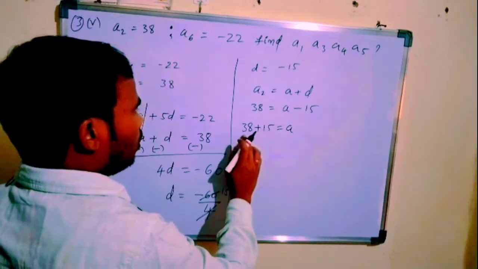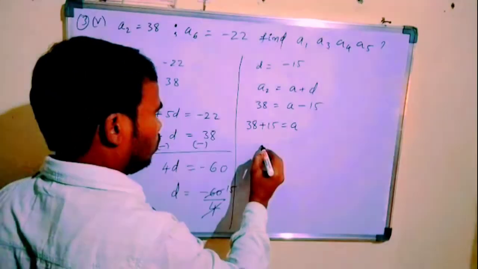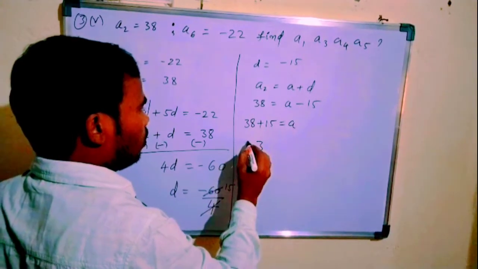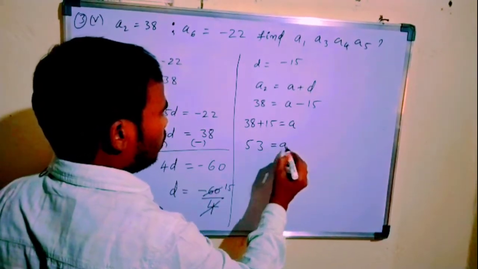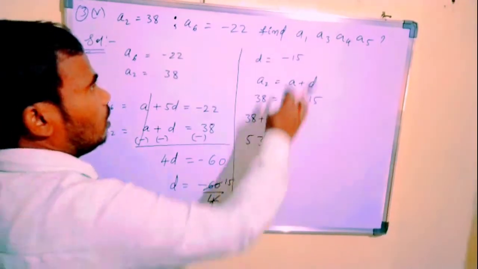Here it is the remaining. So 38 plus 15 is equal to what? 8 plus 5 is equal to 13. 1, 2, 2 plus 3 is equal to 5. So a is equal to 53. What does a mean? This is the a1. So a1 is finished.